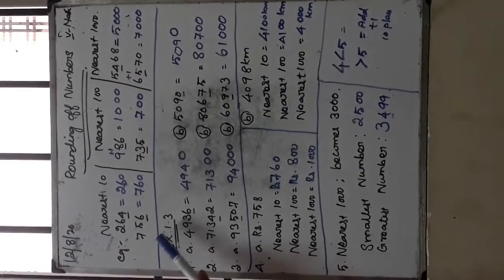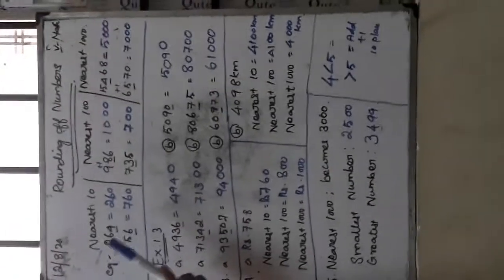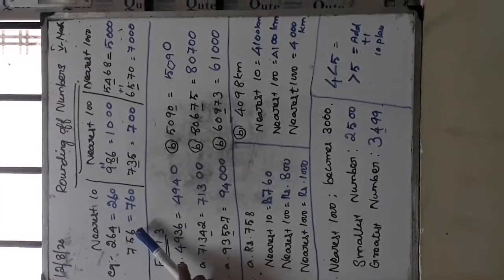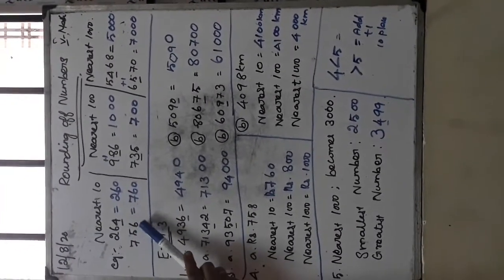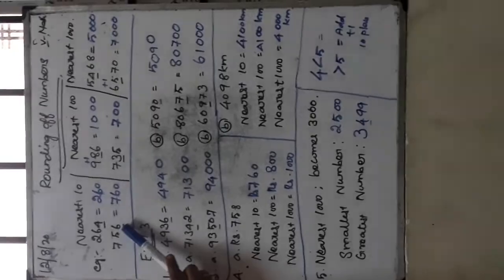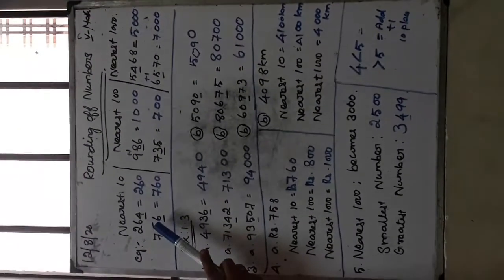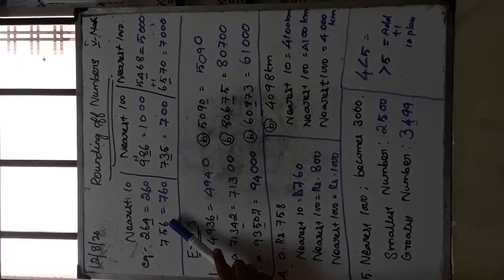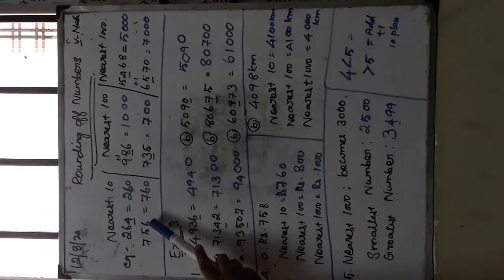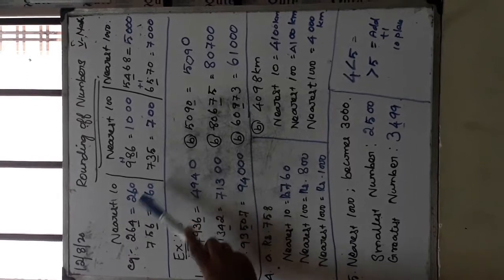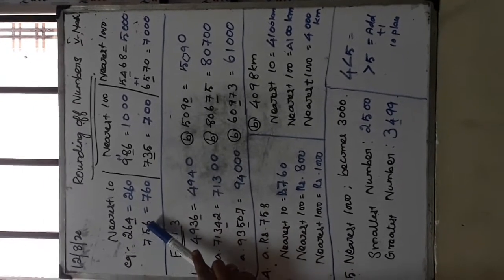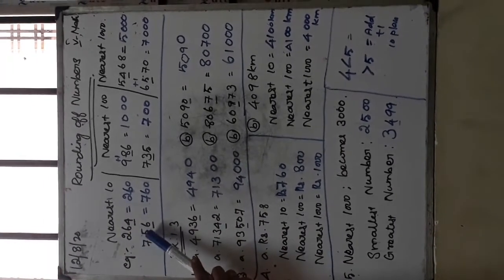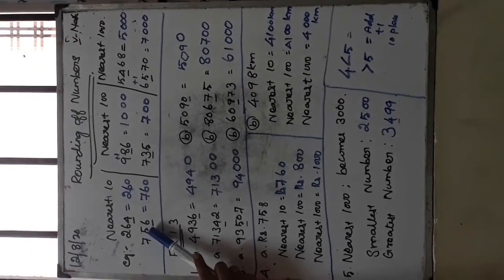Next example is 756. The first digit, the ones place, is 6. Is it greater than or less than 5? It is greater than 5. So you put 0 in the ones place, and since it is greater than 5 you add 1 to the tens place. So 5 plus 1 is 6. So 760 is the answer.